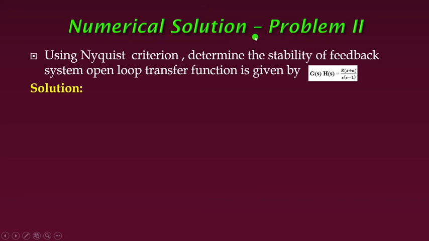Numerical solution, problem 2. Using Nyquist criterion, determine the stability of the feedback system whose open loop transfer function is given. G(s)H(s) is equal to K(s plus a) divided by s(s minus 1). Here one pole is present at the origin.